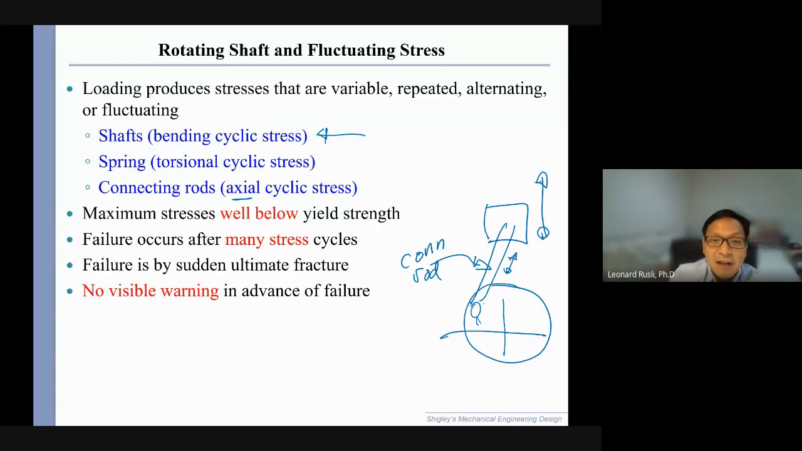So failure occurs after many stress cycles and there is no visible warning in advance of failure. With static failure, usually there is yielding first, and then it breaks. With fluctuating stresses, they just suddenly fail. Sudden breakage.